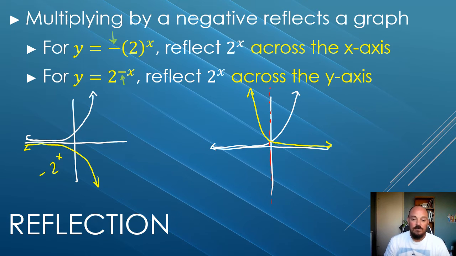What it actually does, if you want to use your vocab from yesterday, it turns an exponential growth function into a decay function. So this is 2 to the negative x right here. So if you multiply the exponential itself by a negative, you get the first picture where it flips it from top to bottom. And if you multiply the x by a negative, you get the second picture where it flips it side to side.